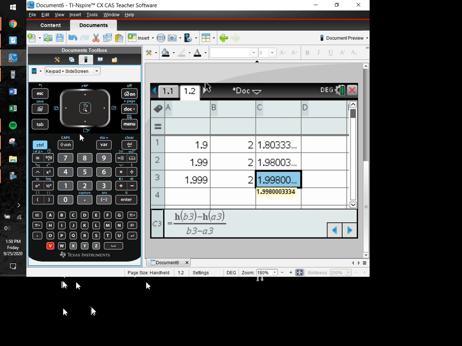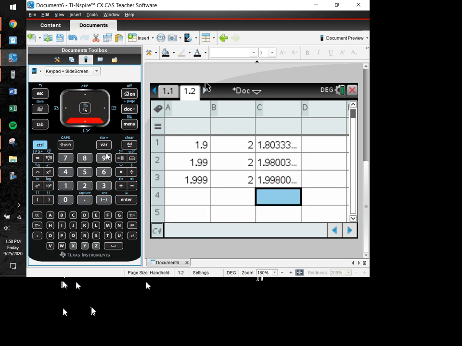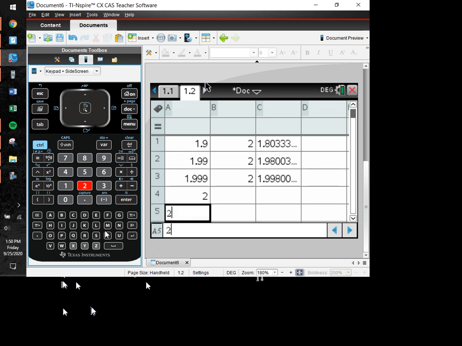I'm going to go back over into the A column. Hello, computer. There we go. I'm going to type in 2, enter, 2, enter, 2, enter. There's my 3 2s. And now my right endpoints, my B values, are going to be 2.1, 2.01, enter, 2.001, enter. And now let me show you another little cool trick. You can paste the same formula into multiple cells at once.